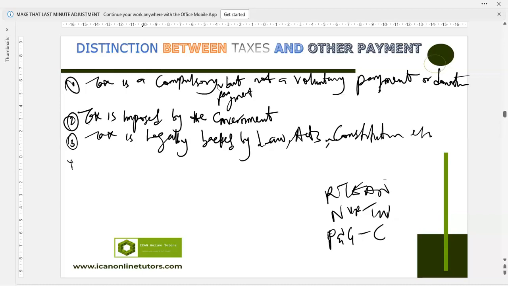Another thing is that a taxpayer cannot sue the government. A taxpayer cannot sue.